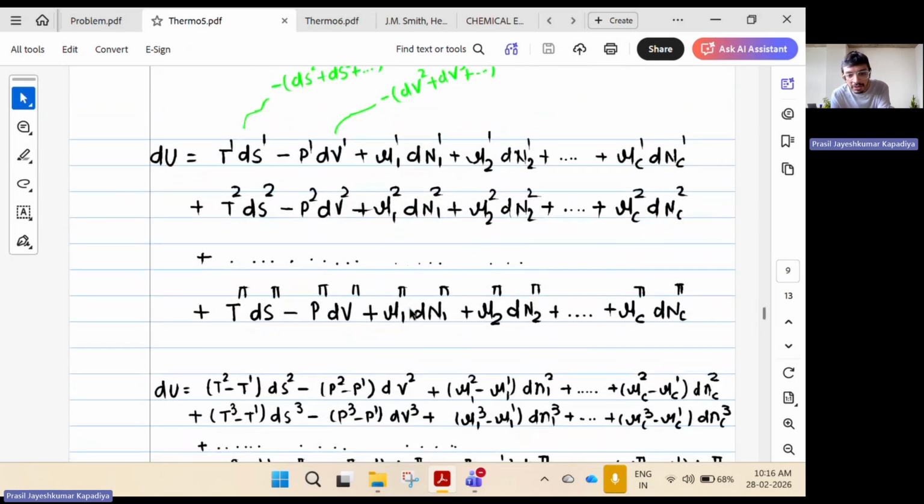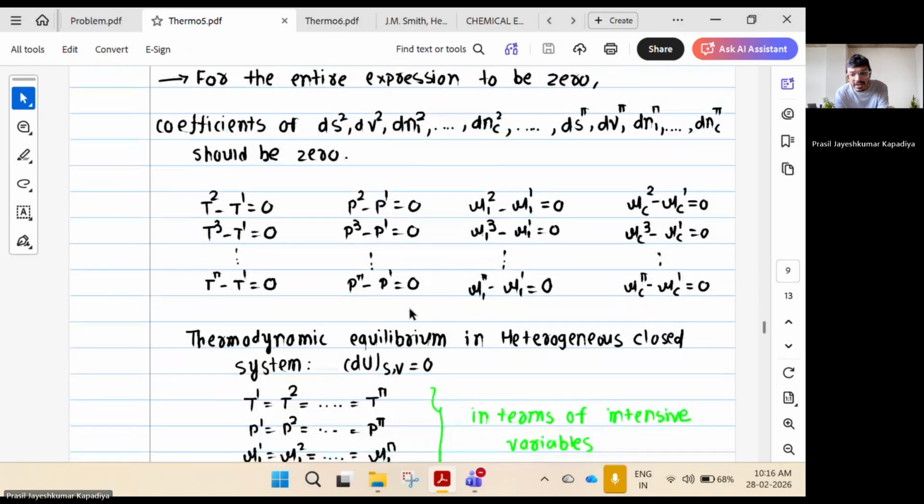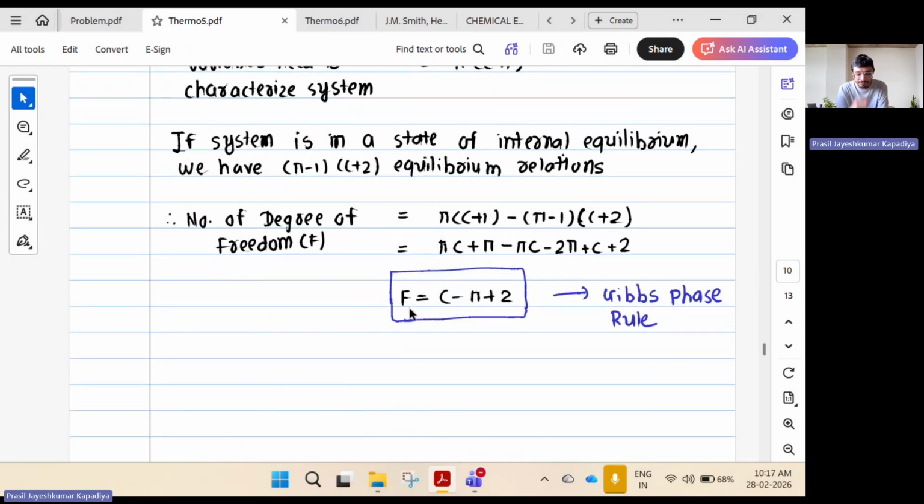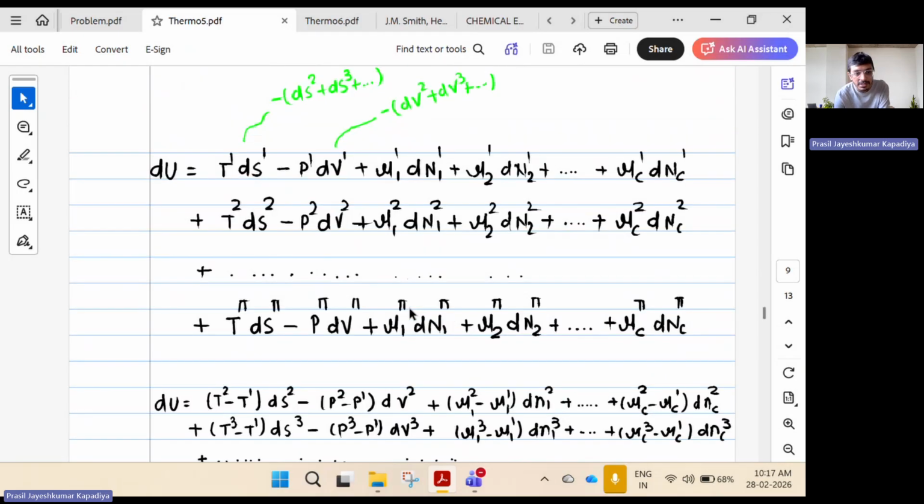So what is the condition of thermodynamic equilibrium? Let's say there are pi phases. So in each phase temperature should be equal. Then the pressure in every phase should be equal. And let's say there is one component. So for that one component, chemical potential should be equal in all pi phases. And if we are having C components, then for all C components, we should have equal chemical potential. And this gives us the derivation of thermodynamic equilibrium and Gibbs phase rule, that is F is equal to C minus pi plus 2.